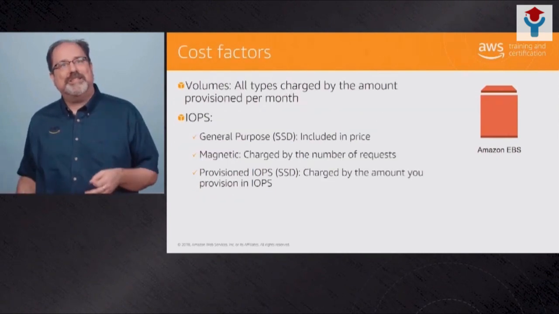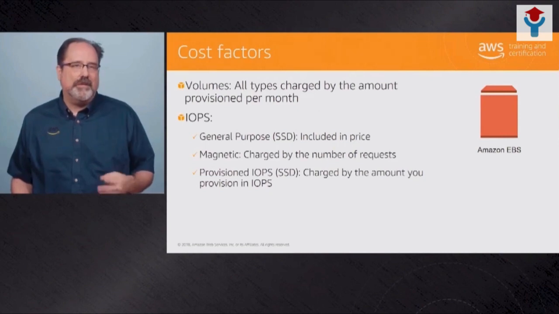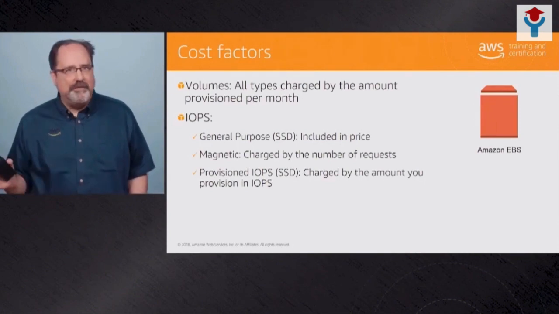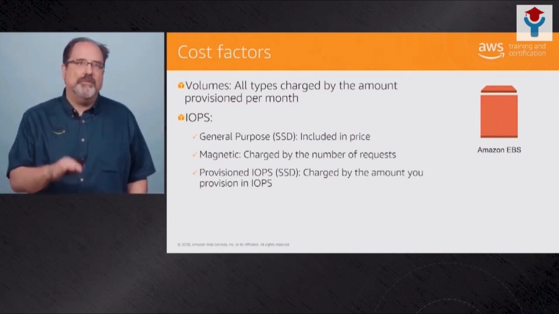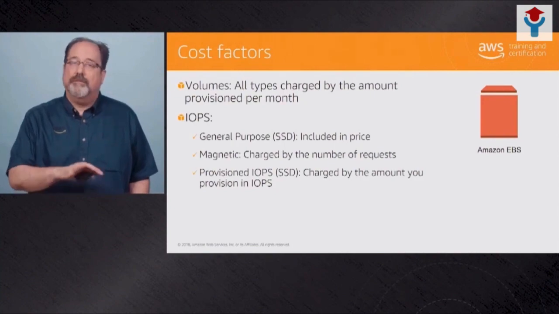When you begin to estimate the cost of Amazon EBS, you need to consider the following. Volumes. The volume storage for all of EBS volume types is charged by the amount you provision in gigabytes per month until you release the storage. Input-output operations per second, or IOPS. Now, I/O is included in general purpose volumes, while for EBS magnetic volumes, the I/O is charged by the number of requests you make to your volume. With provisioned IOPS volumes, you are also charged by the amount you provision in IOPS multiplied by the percentage of days you provision for the month.